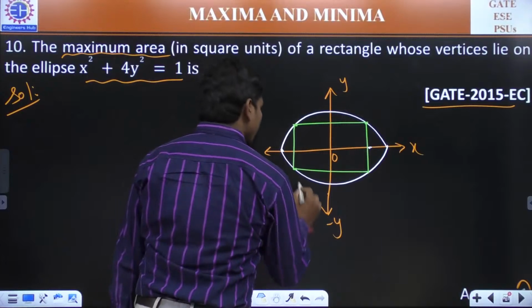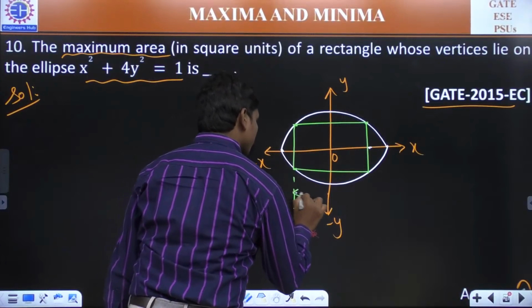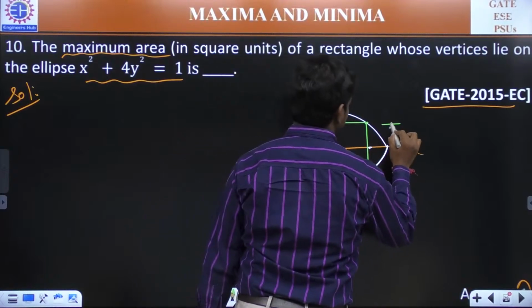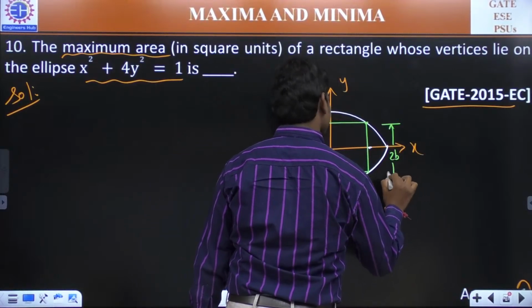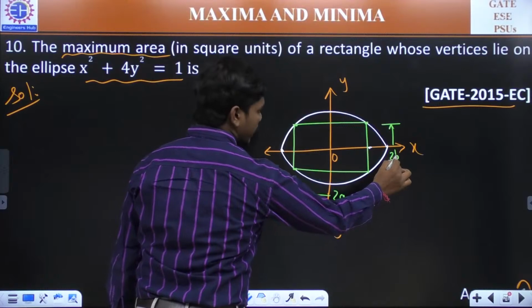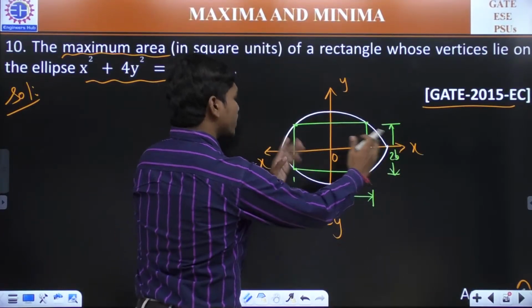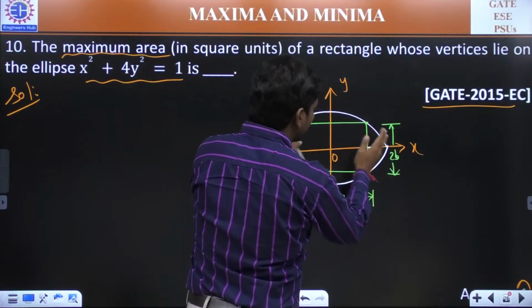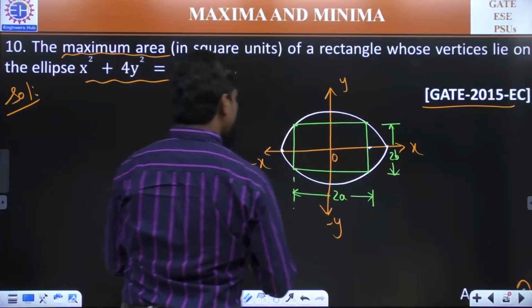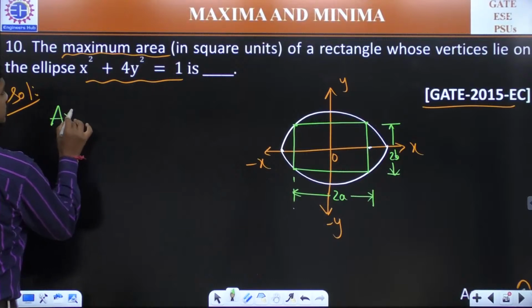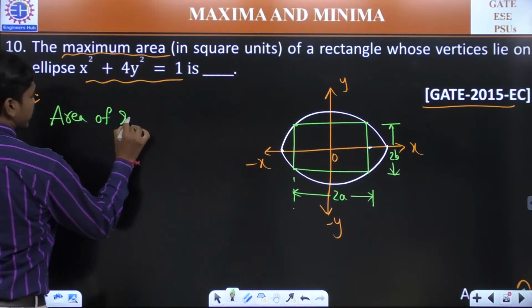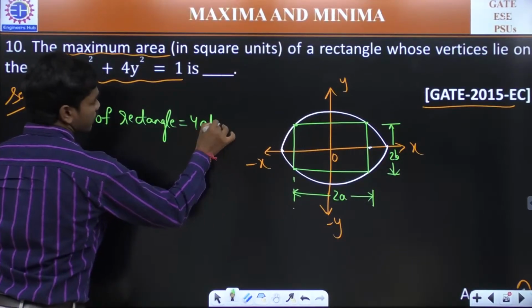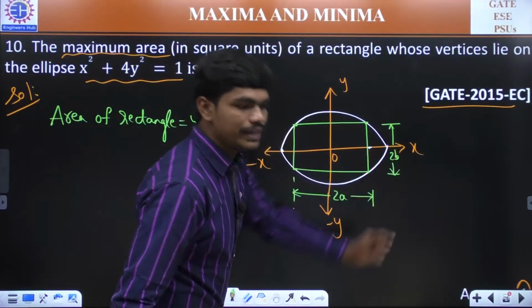Let us assume the length of the rectangle is 2a and the breadth of the rectangle is 2b. These 2a and 2b are variables, but they are dependent because of this equation. There can be infinite combinations of rectangles that are possible. Now, what is the area of the rectangle for the combination we choose? Area of rectangle is equal to 4ab, because 2a into 2b is 4ab.